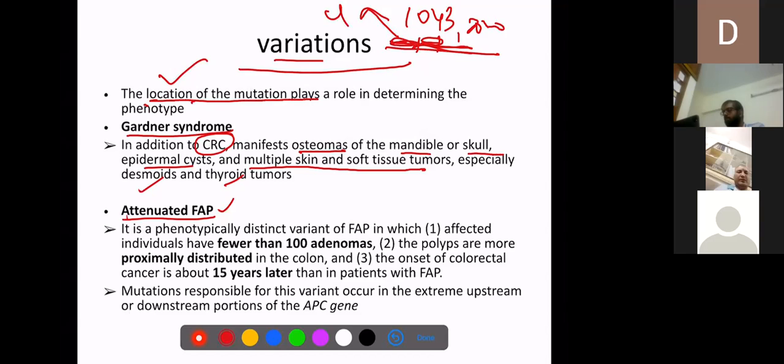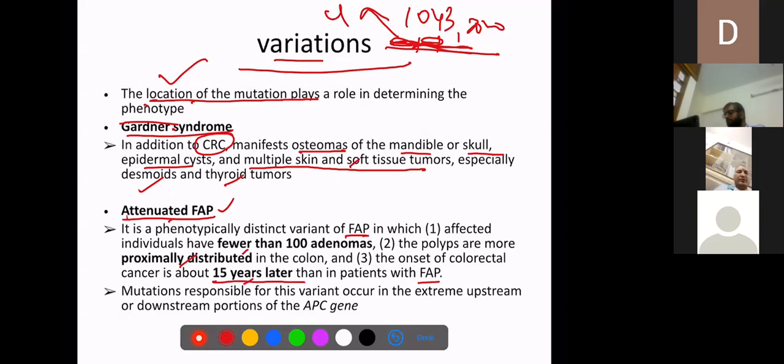In Gardner syndrome, these are all the phenotypes. And attenuated FAP is completely different from FAP. Usually in classic FAP, you will have more than 100 adenomas. That is one of the diagnostic features of classic FAP. But in attenuated FAP, you have fewer than 100 adenomas. The polyps are more proximally distributed in the colon. The onset of colorectal cancer is about 15 years later. There we said second or third decade; from that age, it is almost 15 years later than in patients with classic FAP. So in attenuated FAP, fewer than 100 polyps, proximally distributed, and it manifests 15 years later than in classical FAP.